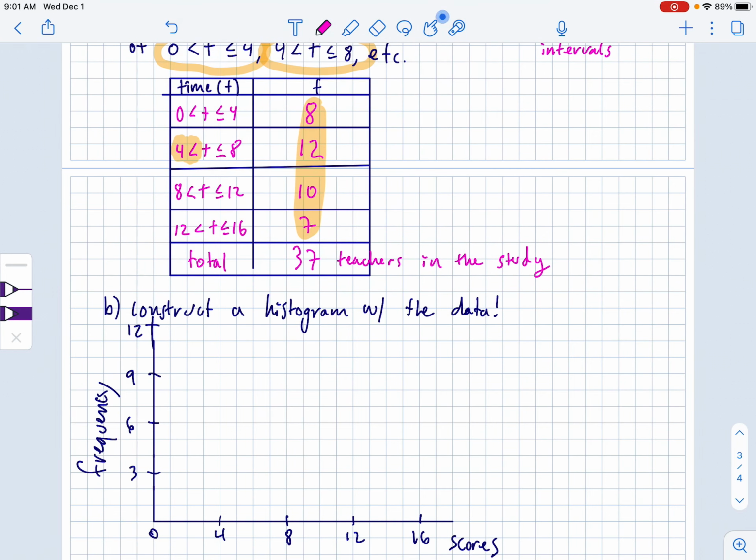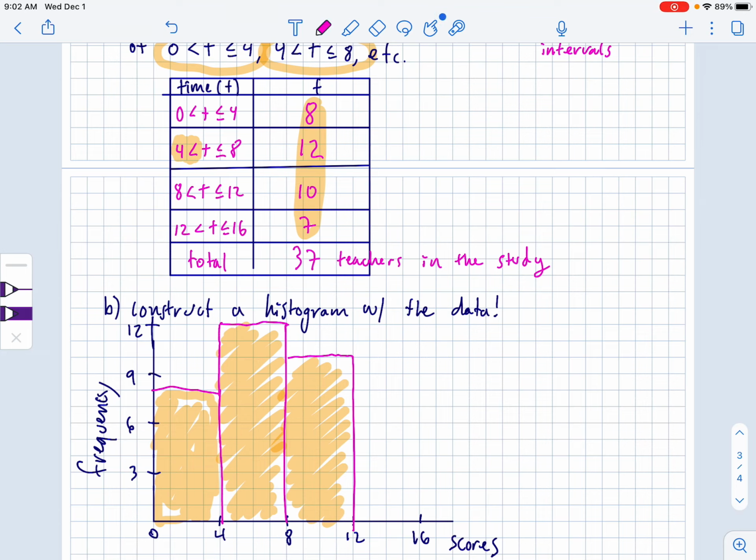Now, from 0 to 4, there were 8 pieces of data. So I'm going to have to go 6, 7, 8, all the way up to here, and then connect this down. So there's the first interval. That between 0 and 4, there were 8 pieces of data. Then from 4 to 8, there was 12 pieces of data. So we go up to 12. Then from 8 to 12, there was 10 pieces of data. And then the last one, there was 7, from 12 to 16. And there's the histogram.